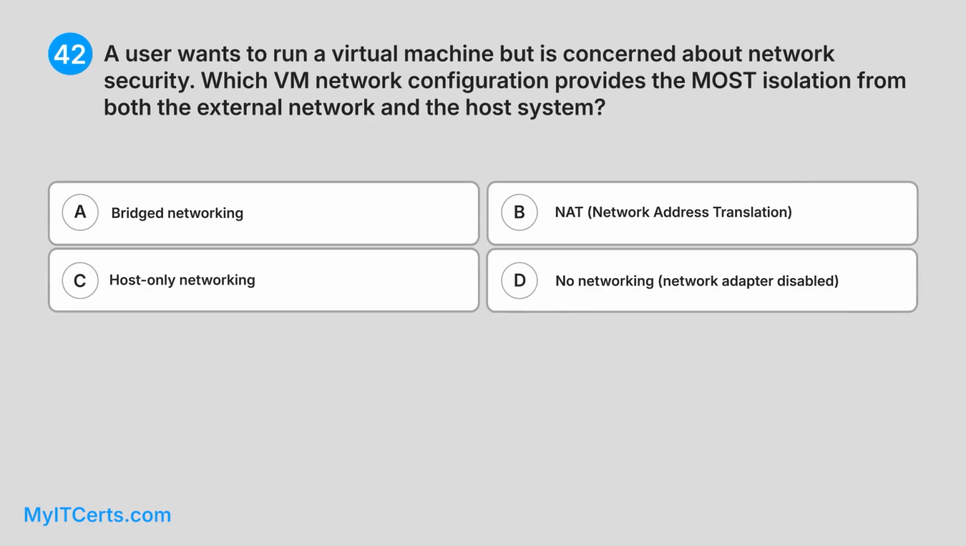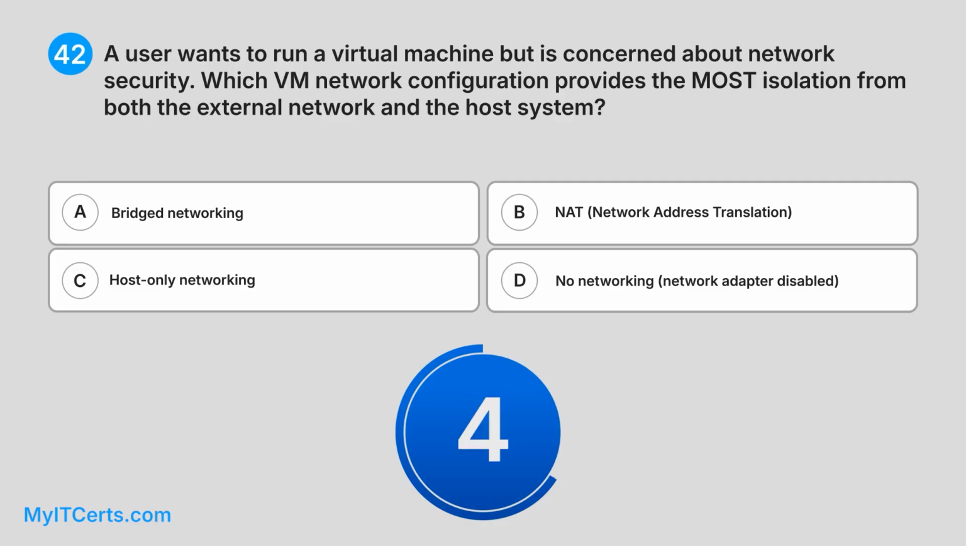42. A user wants to run a virtual machine, but is concerned about network security. Which VM network configuration provides the most isolation from both the external network and the host system? A. Bridged networking. B. NAT, network address translation. C. Host-only networking. D. No networking. Network adapter disabled. Can you guess the answer?